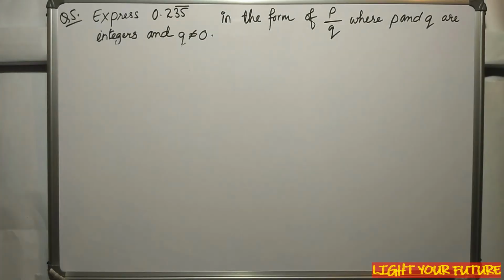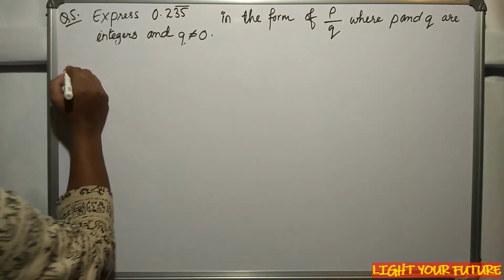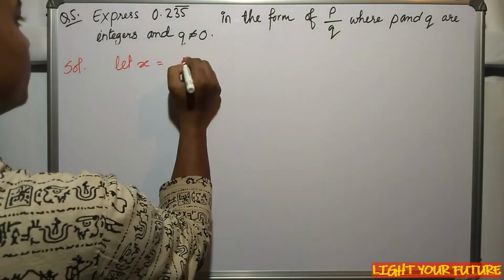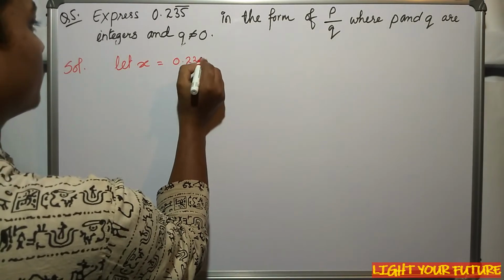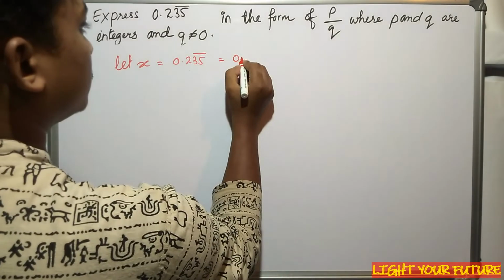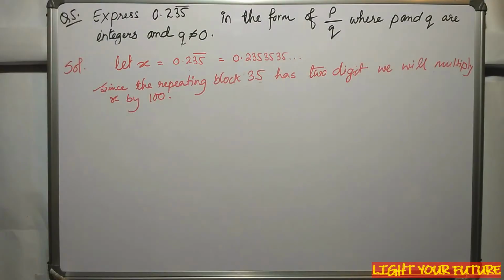Our next question is express 0.235 bar in the form of P by Q where P and Q are integers and Q is not equal to 0. Let x equal 0.235 bar, which is equal to 0.2353535, where 35 is repeating. Since the repeating block 35 has 2 digits, we will multiply x by 100.